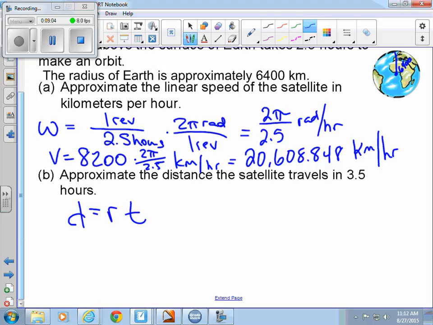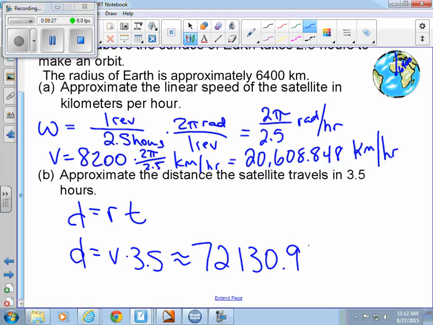If you want rate, you divide distance by the time. We can use that in any problem. So we have 20,608 kilometers per hour. To get the distance, we're going to do that value times 3.5 hours. And what is that? 72,130.96. Any questions about that?